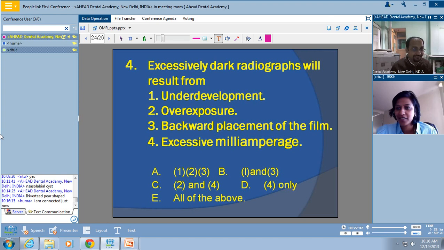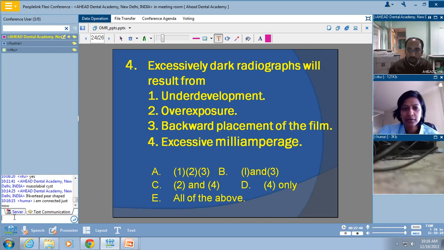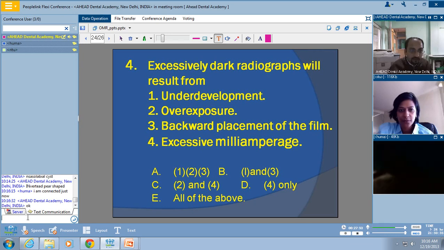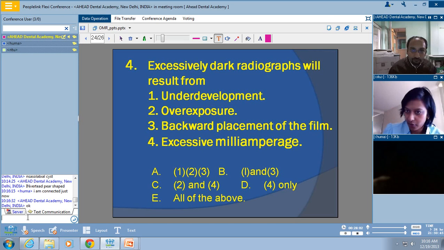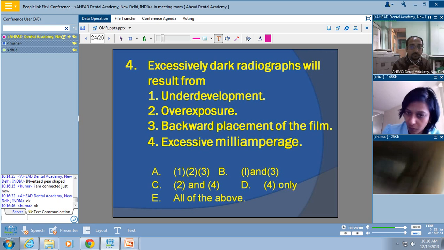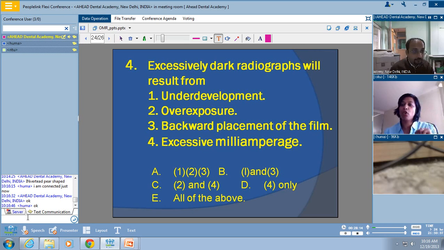What about if we do excessive milliamperage? It will result again in a dark radiograph. Okay? So an excessively dark radiograph will generally be seen in two conditions: overexposure and excessive milliamperage. So what is your answer, guys? Is it A, B, C, D, E? Definitely excessive milliamperage is high. Is it 2 and 4, both of them? So the correct answer is choice C, isn't it? Is it clear?